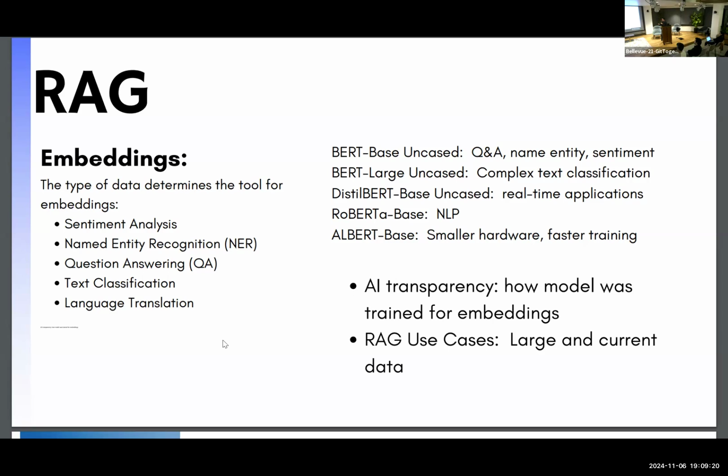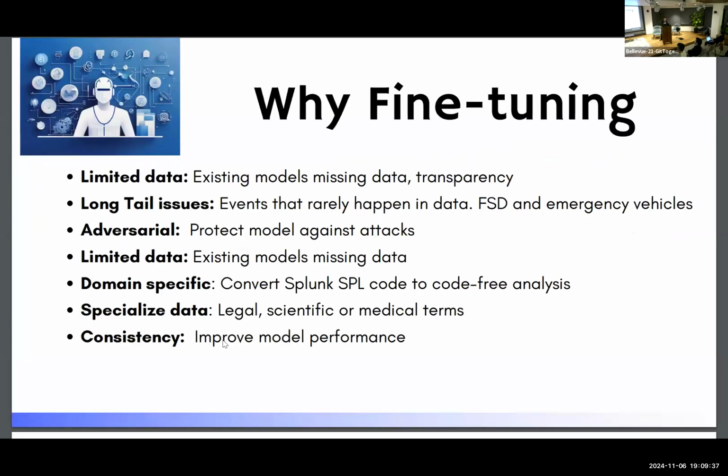And the last thing in terms of RAG, where should you use RAG and what are some of the best practices? If you have a lot of content out there and if you're looking for more current content, then you need to use RAG. Some of the other ways of training that we looked at, in terms of fine tuning, is if you have a limited amount of data in the model and if you're missing data, then you need to switch over to fine tuning.